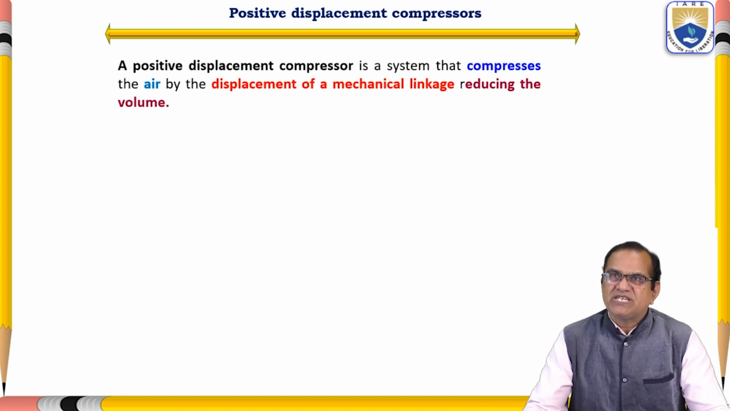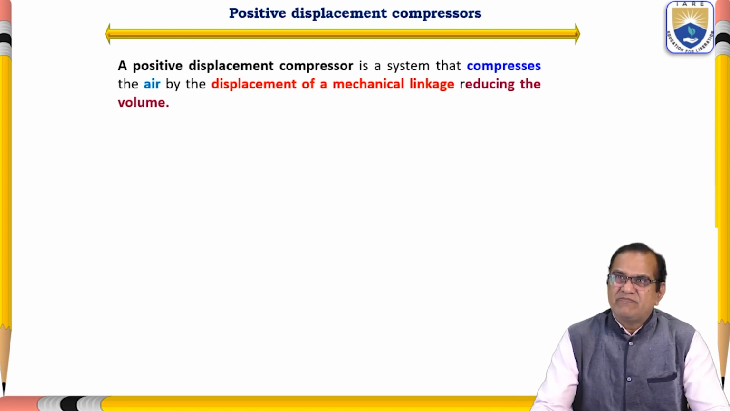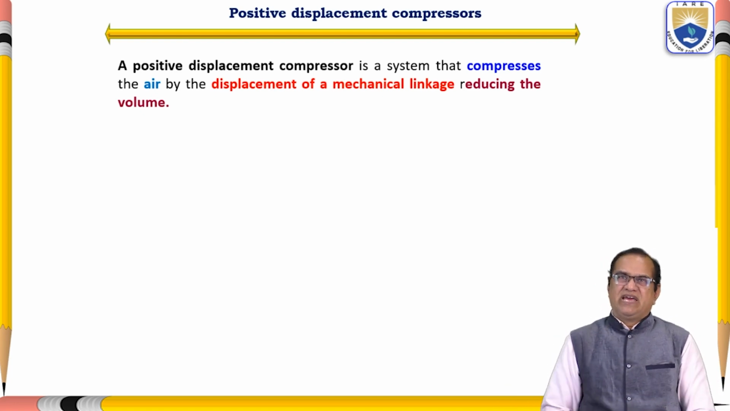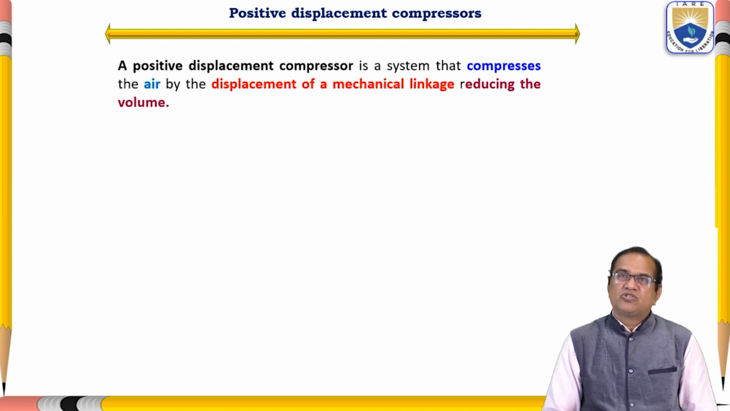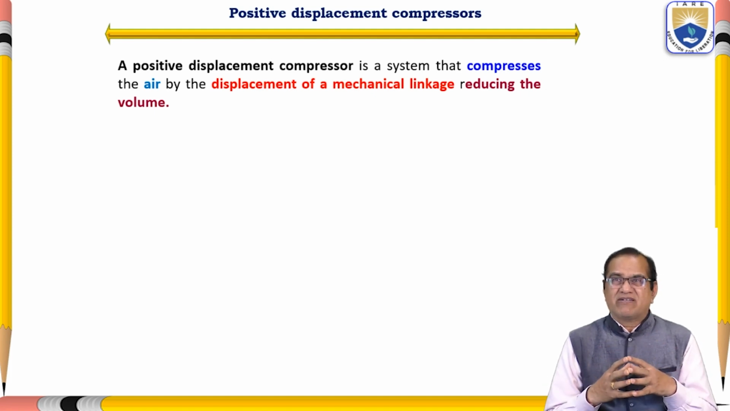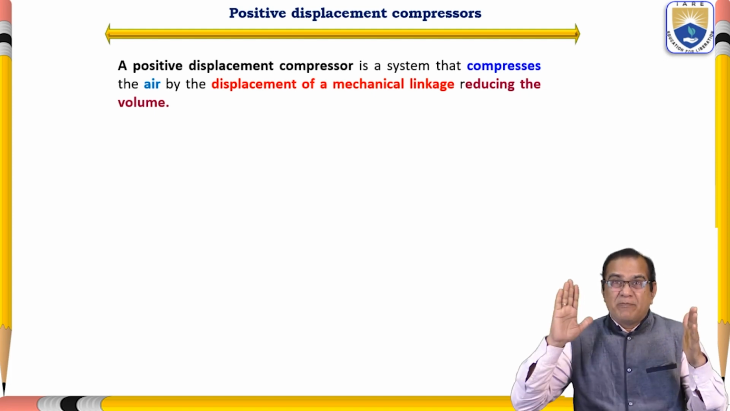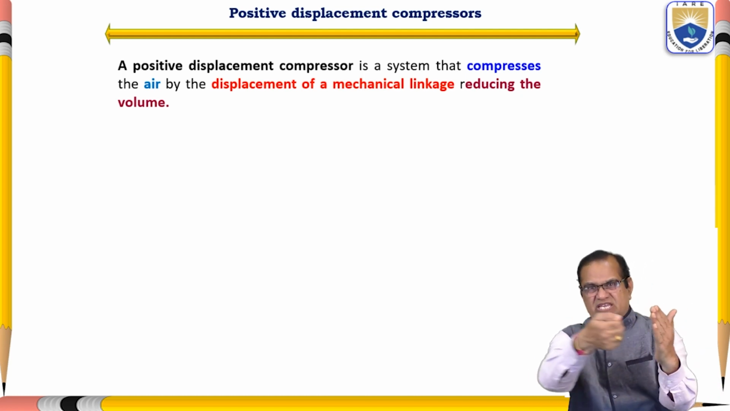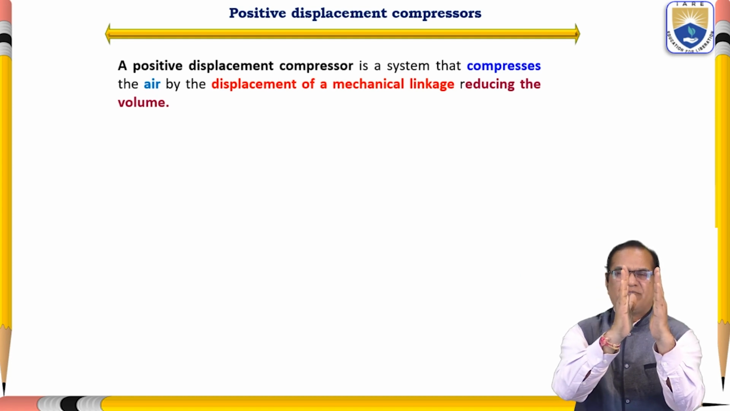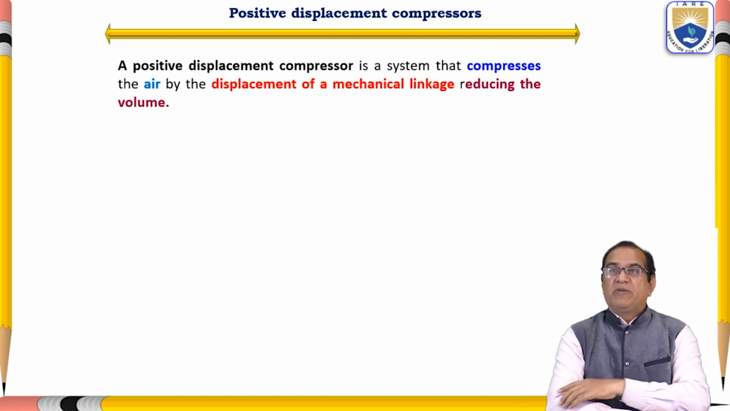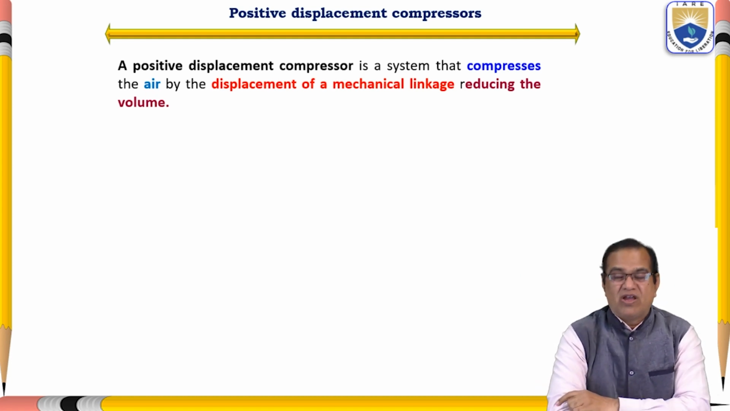A positive displacement compressor is a system that compresses the air by the displacement of a mechanical linkage, reducing the volume. So it is sucking first and then compressing like this. This much volume has come down to this much by a mechanical linkage reducing the volume.